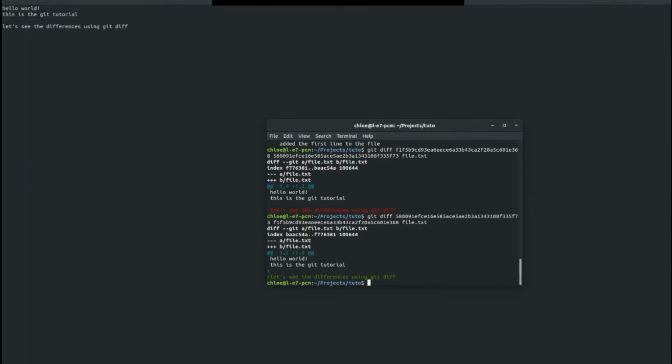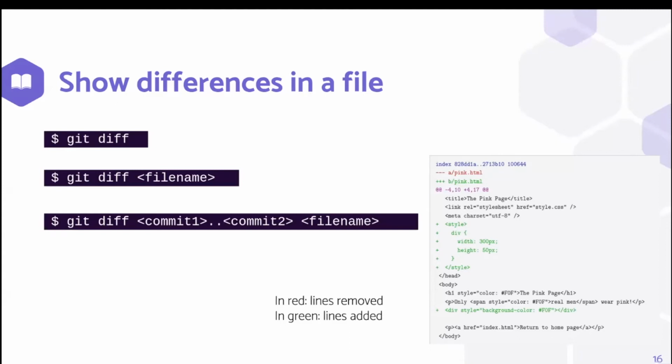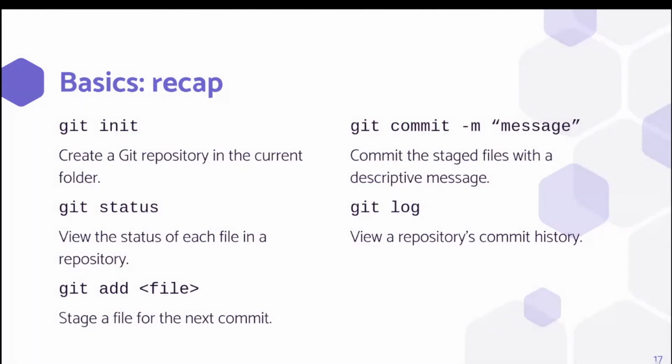So what next? Yeah, you get something like that. In red, you have the lines that are removed, as we saw earlier, and in green, the lines that are added. So just a quick recap of what we just did. We learned to create a Git repository with git init. Then we learned how to view the status of the staging area with git status. Then we can add a file to the staging area with git add, and commit the whole staging area using git commit with a message to annotate your commit. And finally, with git log, you can see the whole history of your commits.